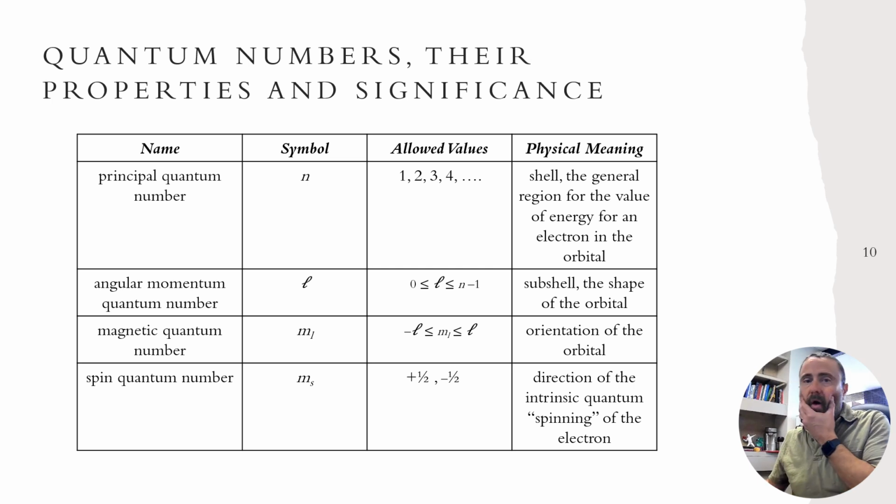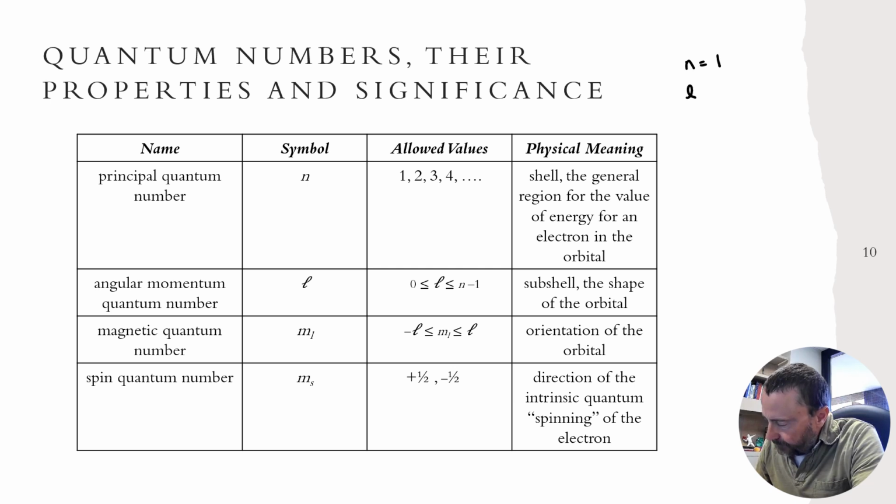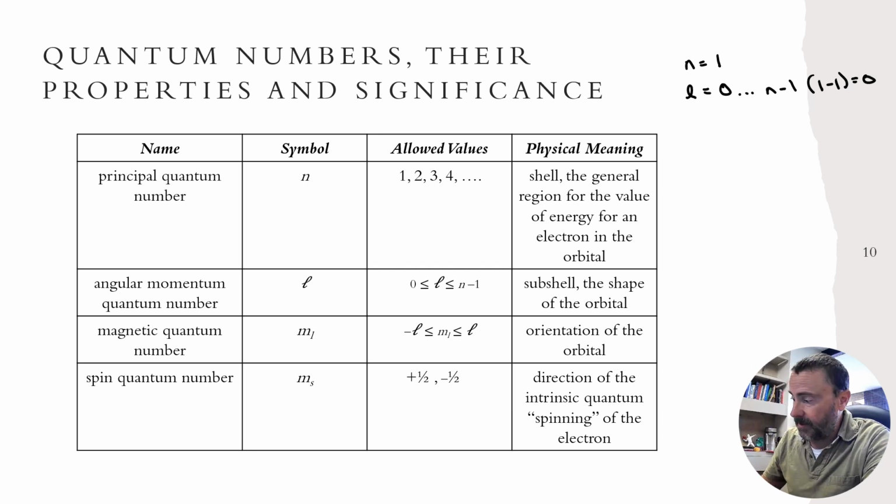Our principal quantum number can have values of 1, 2, 3, and 4, so they start with 1, then 2, then 3, and then 4, and so on. Next up, we've got our angular momentum quantum number, which is L. This is where it gets a little bit complicated, but L can have values of 0 up to n minus 1. So if we have an n of 1, then L can be 0 up to n minus 1, which is 1 minus 1, which is 0. So it can only really have a value of 0.